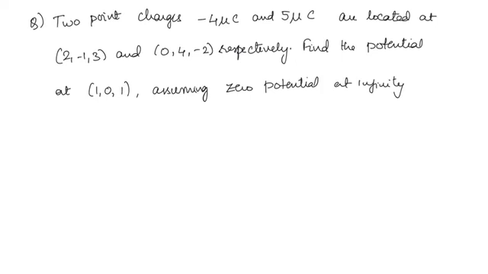So here we have a question. Two point charges, minus 4 microcoulomb and plus 5 microcoulomb, are located at these two points respectively. Find the potential at (1, 0, 1), that is the third point, some other point, assuming zero potential at infinity.